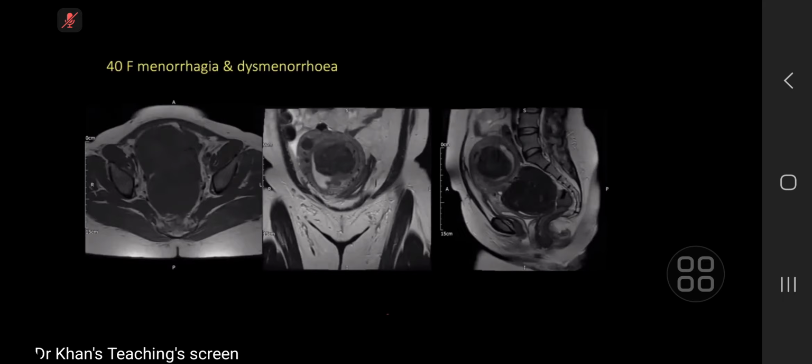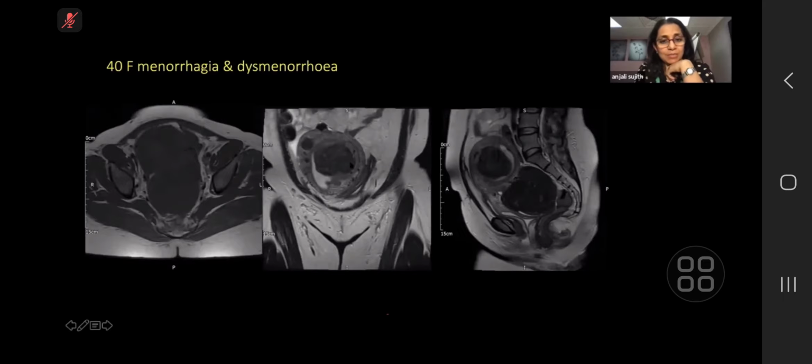Okay. Location-wise, good. These are multiple fibroids. So fibroids tend to be of low signal on T2, and they typically are in 3 locations. Most common is intramural, the second is subserosal, and the least common but the most symptomatic one is the submucosal. So this is a scan that shows all 3 locations. On T1, it is low to intermediate signal.